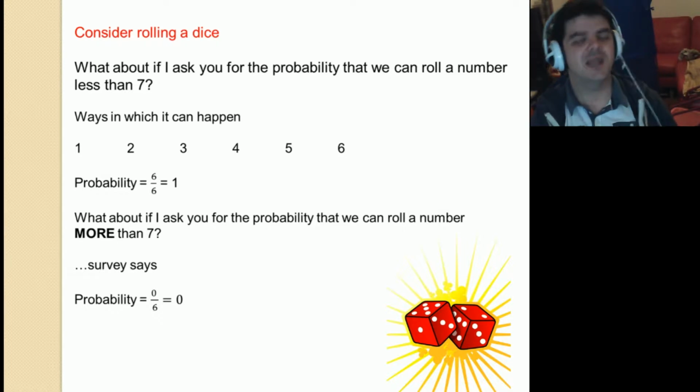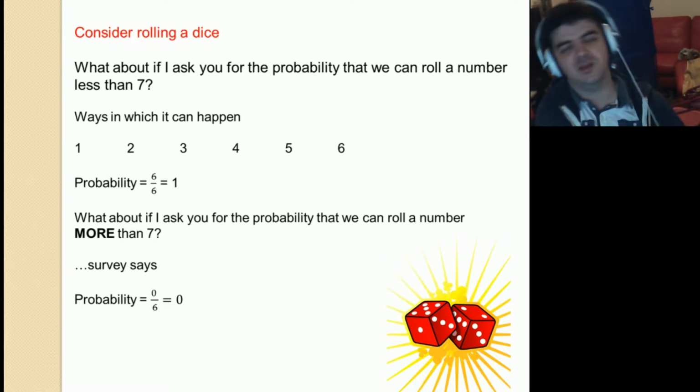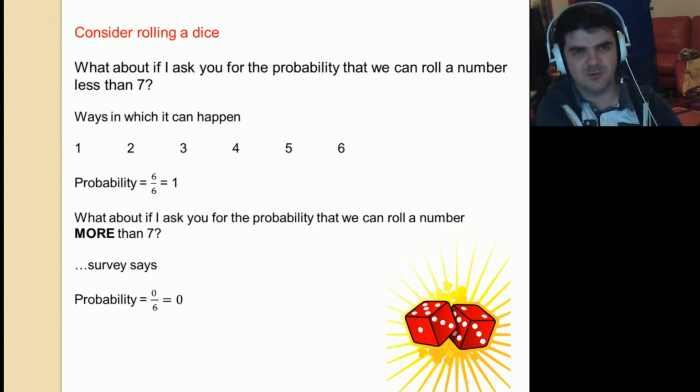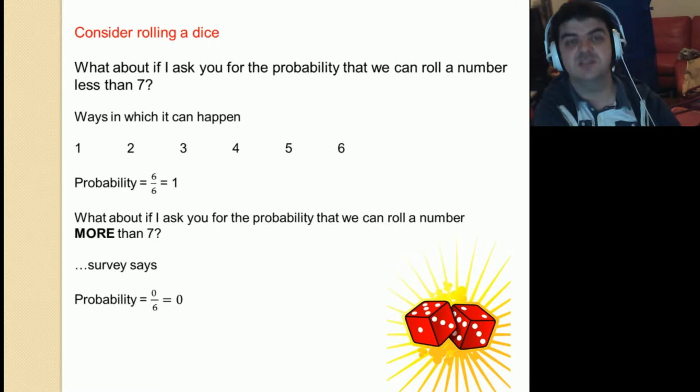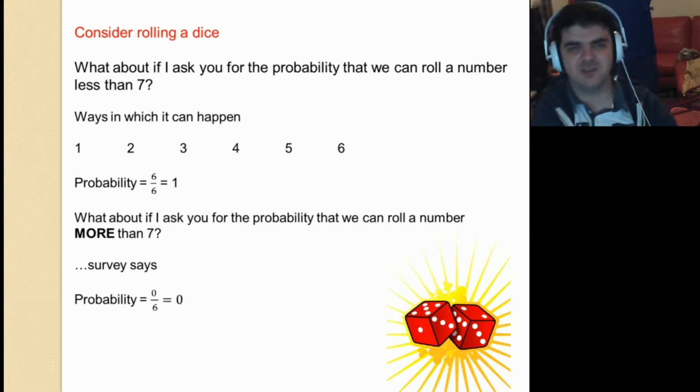And I'll ask you to think about what if I asked you to describe that in words like we did beforehand. What if I ask you for the probability that we can roll a number less than 7? What word would you use to describe it? Well, you would say certain. Every time you roll a normal die, you're going to get a number less than 7. You say certain. So what we can say is that certain is equal to the value 1.